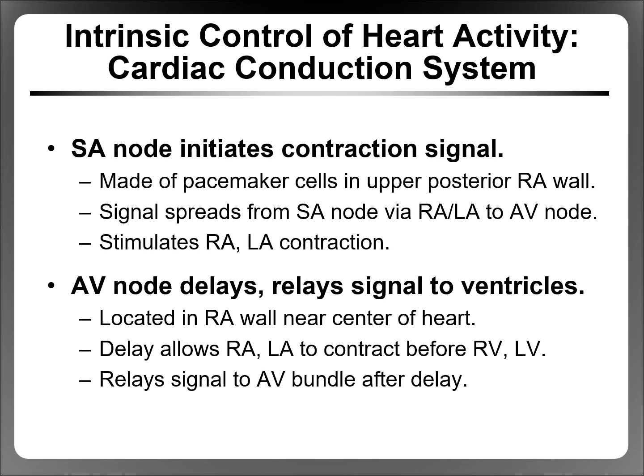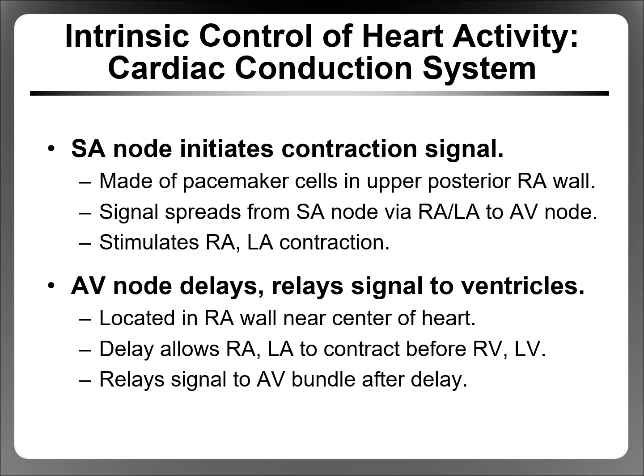So with this cardiac conduction system, our signal is going to initiate at the SA node. This will be made of pacemaker cells, and it is going to hang out in the upper posterior right atrial wall. The signal will spread from the SA node via the right atrium and left atrium down to the AV node, and this is going to stimulate right atrium and left atrium contraction. There will then be a delay at the AV node, and then the signal will relay down to the ventricles.